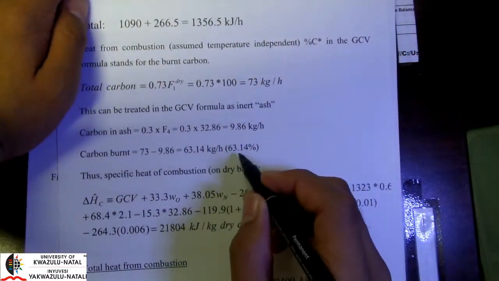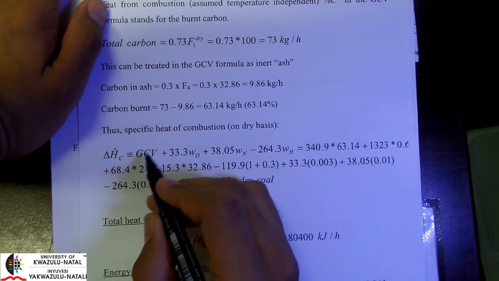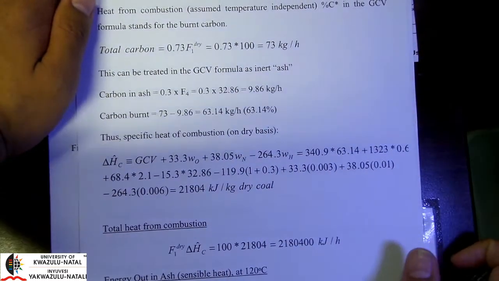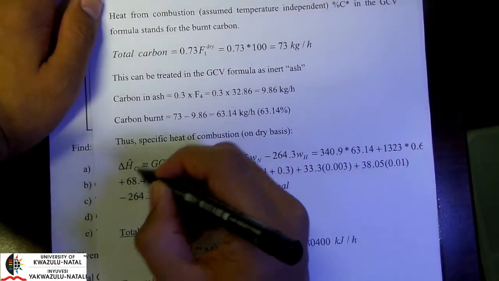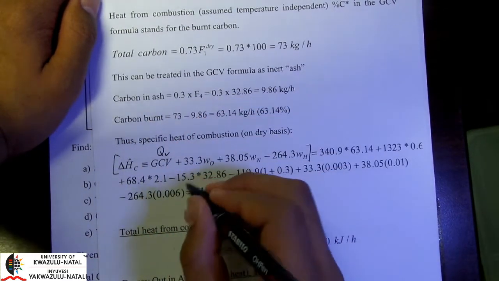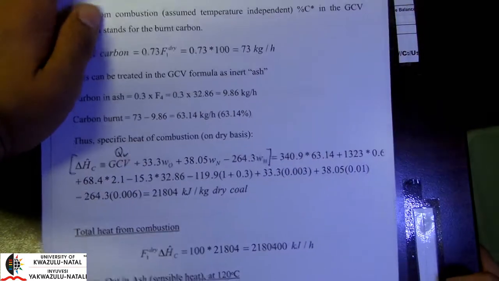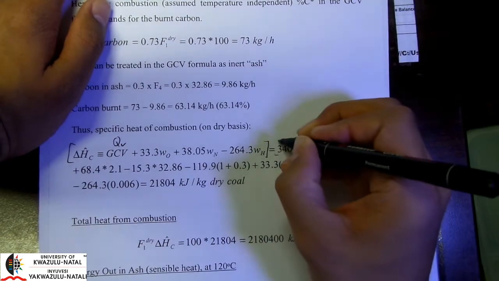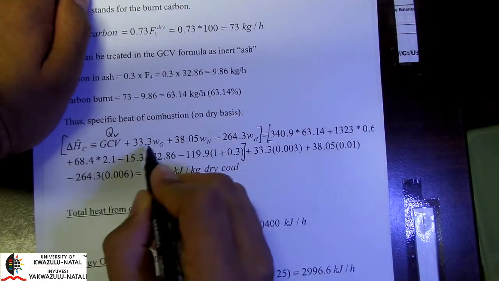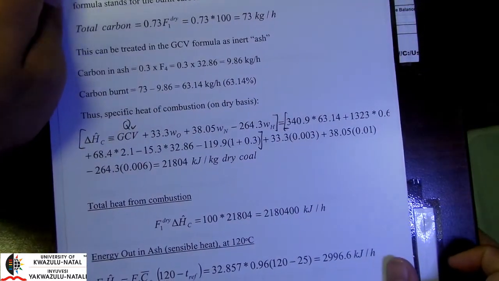So we know the carbon burned is 63.14%. And we can substitute it into our GCV value. You can confirm this and recall that from our previous lecture, our heat of combustion was given by the following equation. So that's our QV plus our different fractions of oxygen, nitrogen, and hydrogen. So this part here is our calculation of our GCV, and then of course adding my various fractions. So that will give us the heat of combustion of the coal.